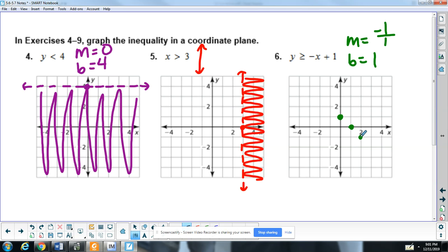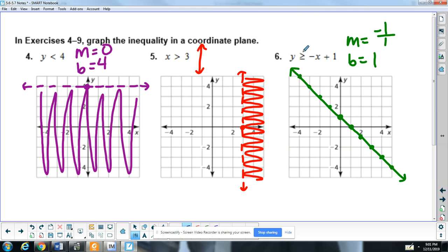Then down 1 to the right 1. And you can do this as many times as you need. I like to do as many points as possible, especially when it's a little graph like this, so my line will be perfectly straight. Then you can get your handy dandy ID and use it as a straight edge and connect those points. I know this is going to be a solid line because it's greater than or equal to. I do have the equal to.